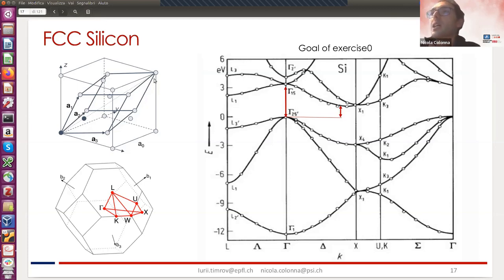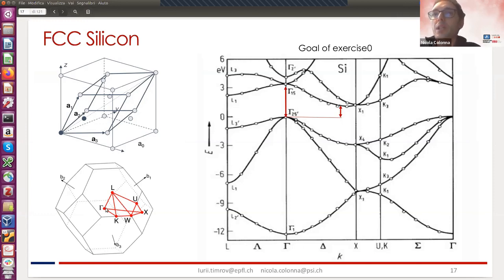So the crystal structure is something that you have to provide as an input, at least as a starting point, for a Quantum ESPRESSO simulation. And then we have an alternative description of the system in reciprocal space. So this is, if you want, a primitive cell in reciprocal space. And this is a BCC lattice, the reciprocal lattice of the FCC.